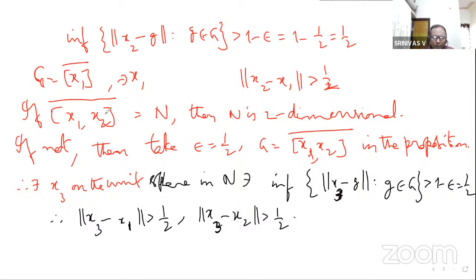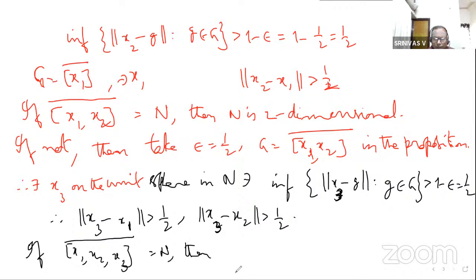Similarly, you could take g equal to x2. So this will be greater than or equal to the infimum of all these, which is greater than half. Okay, this you obtain. And now you ask: if the closure of the span of x1, x2, x3 is equal to n, then n is three-dimensional.